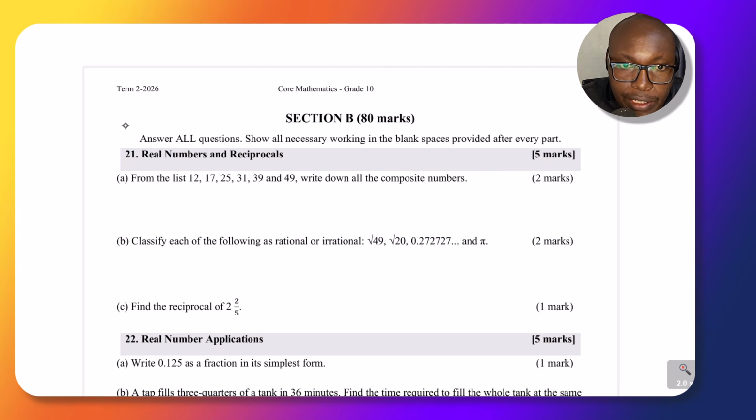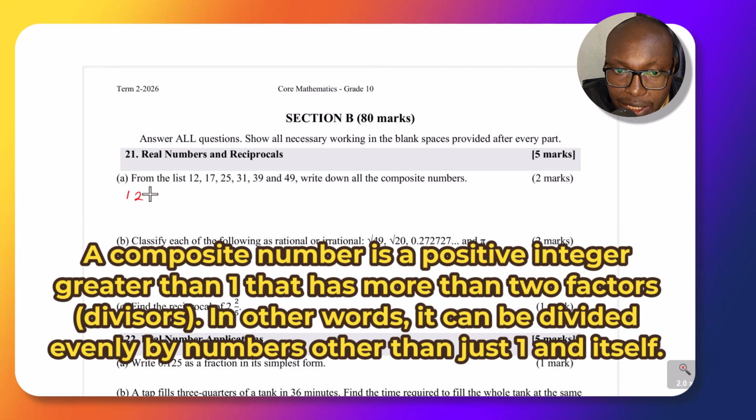So the first one I can see is 12. 12 has more than two factors. It can be divided by 12, that is by itself. It can be divided by 1 completely, then by 3 and by 4. So you can see those are so many factors. There are more than two. 17 is not. This one is a prime number. It has only two factors, that is 1 and itself.